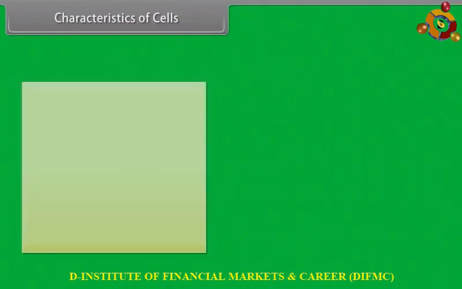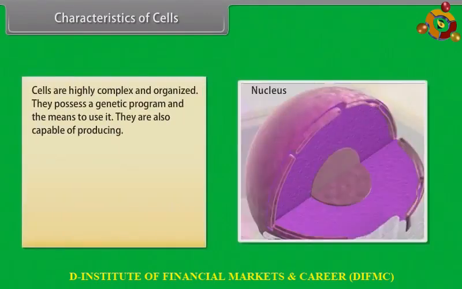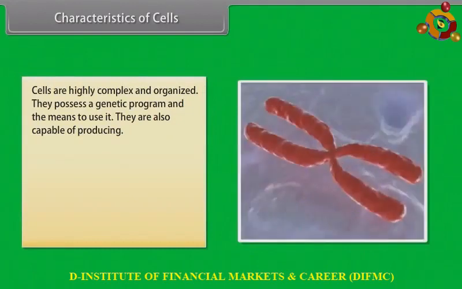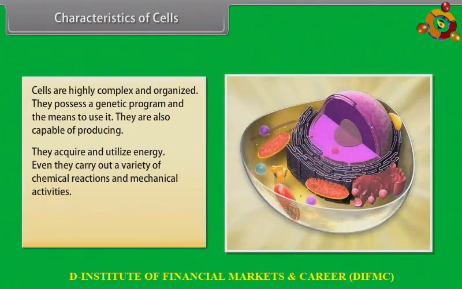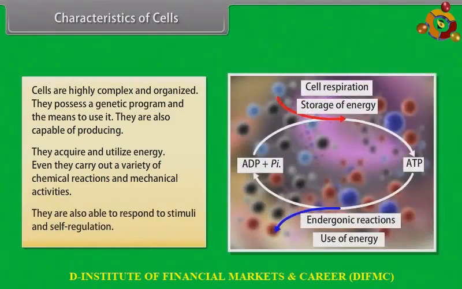Characteristics of cells. Cells are highly complex and organized. They possess a genetic program and the means to use it. They are also capable of reproducing. They acquire and utilize energy. They also carry out a variety of chemical reactions and mechanical activities. They are also able to respond to stimuli and self-regulation.